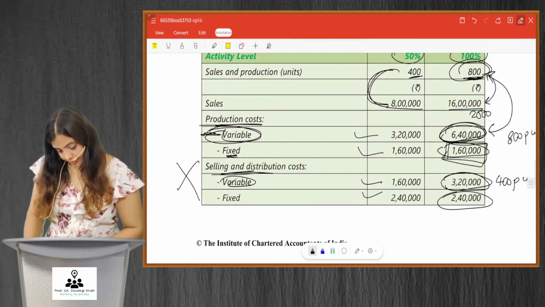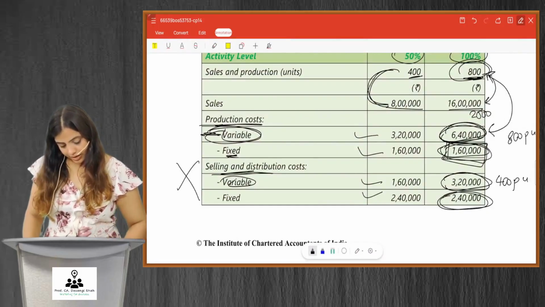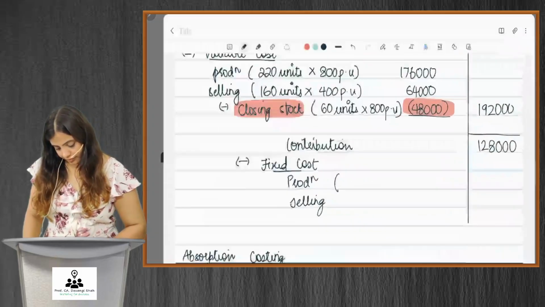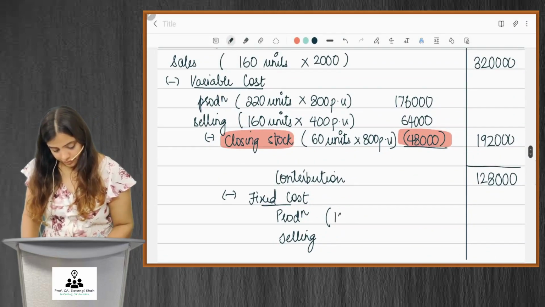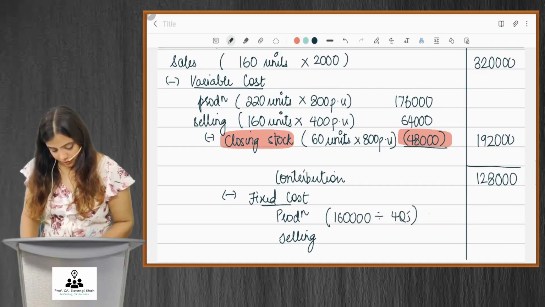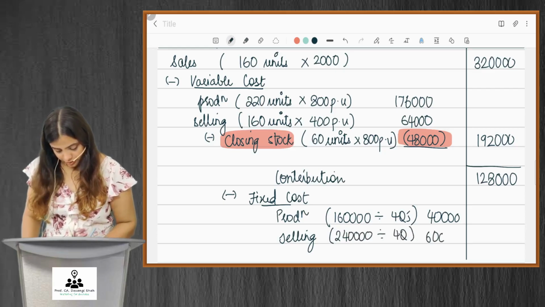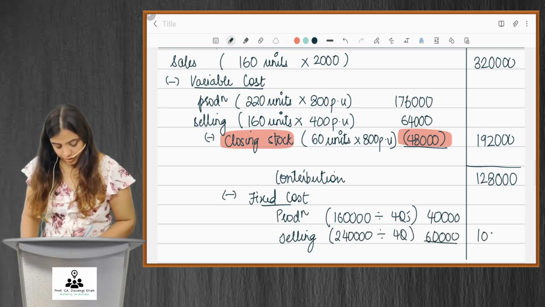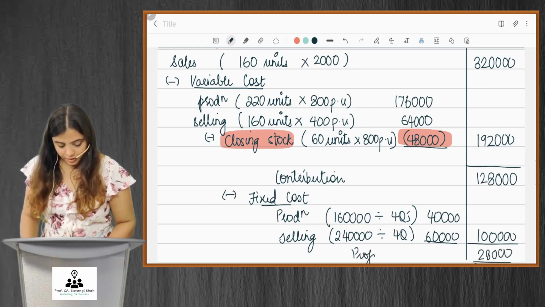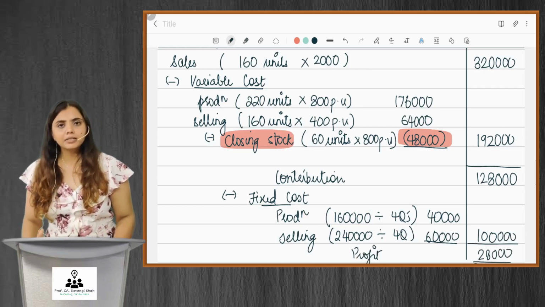Production is 1,60,000, selling is 2,40,000. Divide by 4 quarters, get 40,000. And 2,40,000 divided by 4 quarters, you get 60,000. Total 1 lakh. So marginal costing profit is 28,000. Got it, friends? This is profit as per marginal costing.